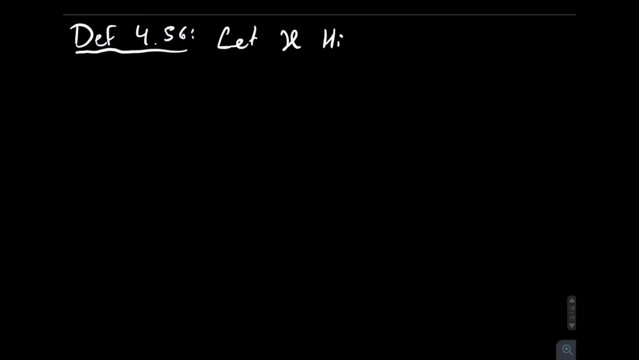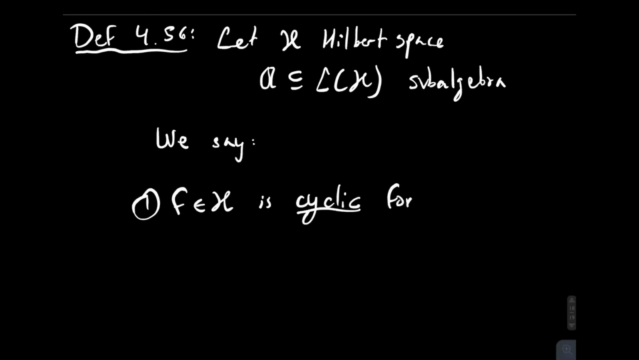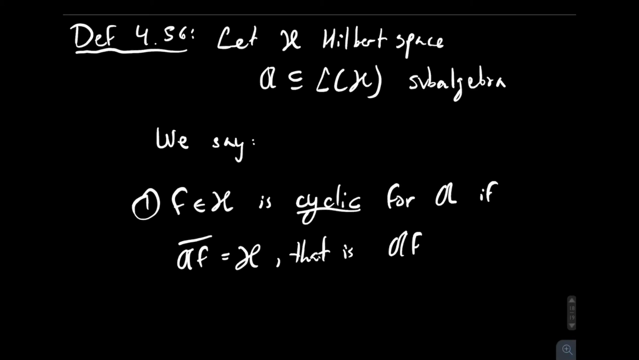So we'll begin this video with definition 4.56. Let H be a Hilbert space, and let 𝒜 be a subalgebra of L(H). So we say that f in H is cyclic for the family 𝒜 if the closure of 𝒜f equals H, where 𝒜f is the image of f under each operator in 𝒜.